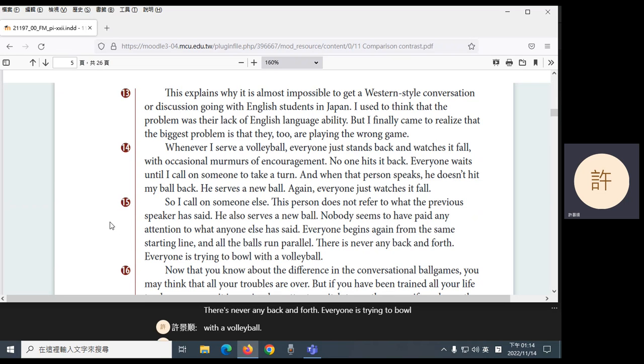So these few paragraphs do a good job of explaining this common situation. I'm sure you have also experienced something similar in an English class or a language class. When the teacher tries to start a conversation, few students are willing to join that conversation. And according to the author, it's because there are two different ideas of what a conversation should be.